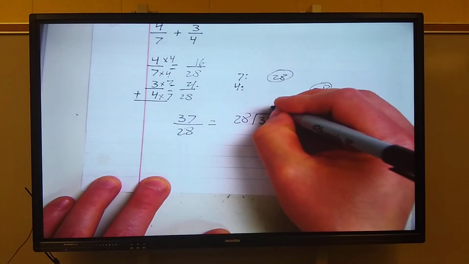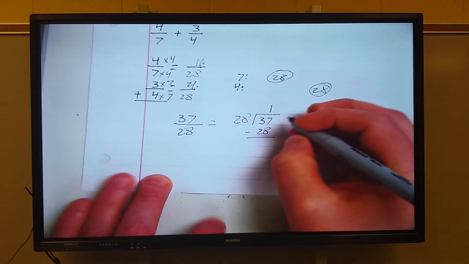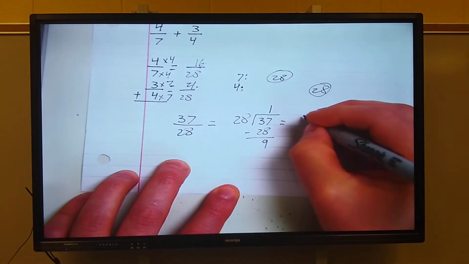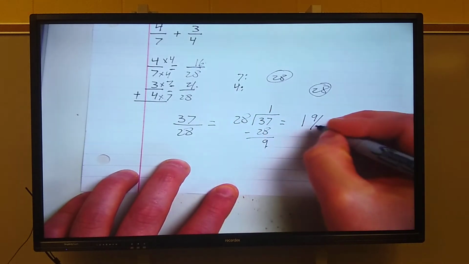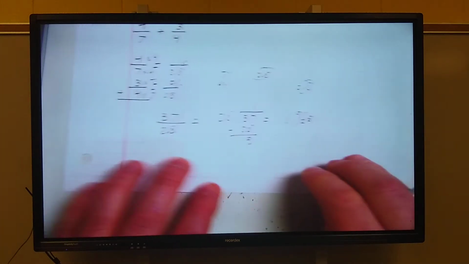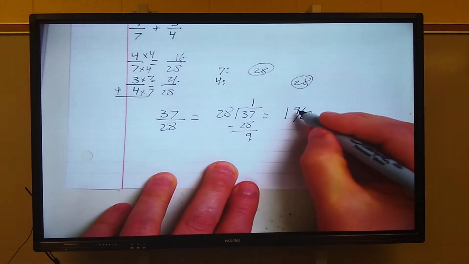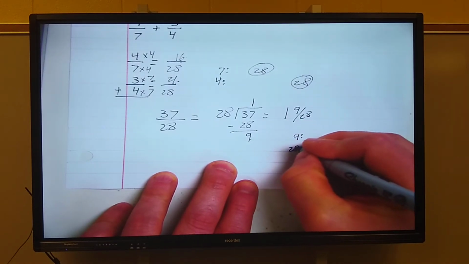28 will go into 37 one time, 37 minus 28 equals 9. My whole number is 1. My numerator is 9. My denominator is 28. Now I must ask myself the question, is it in simplest form? Take your numerator, 9. Take your denominator, 28.